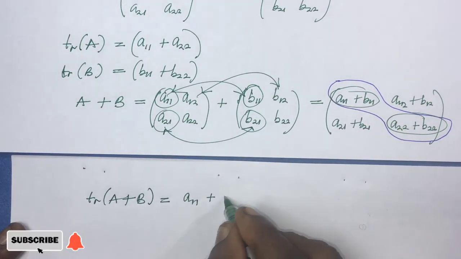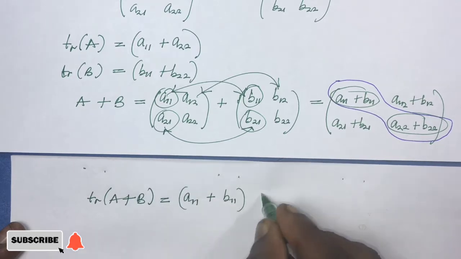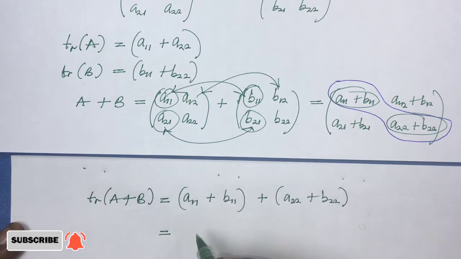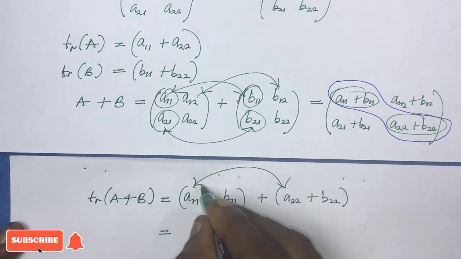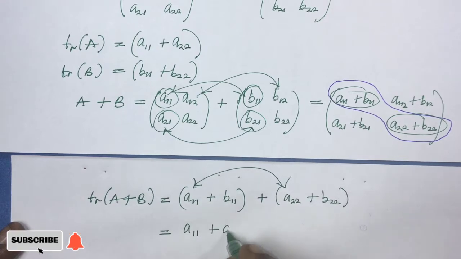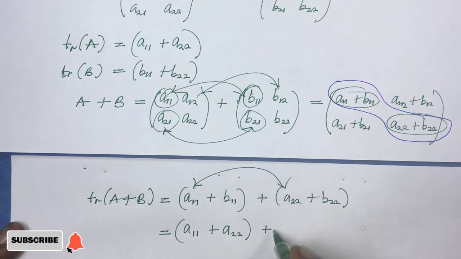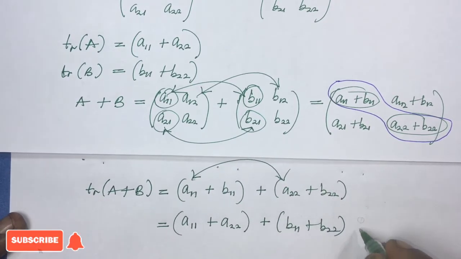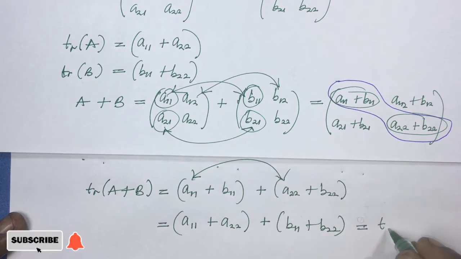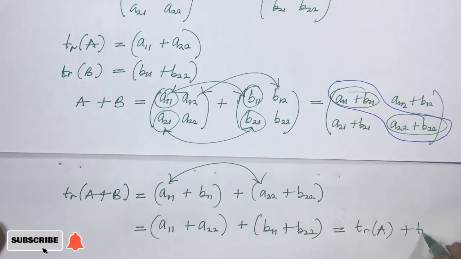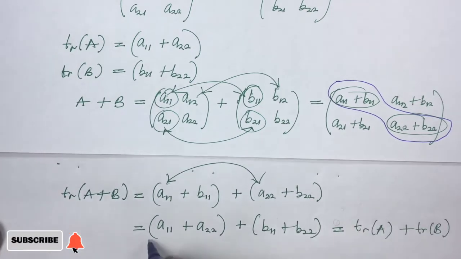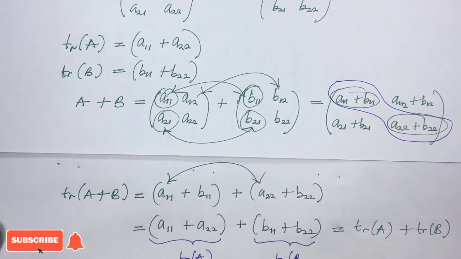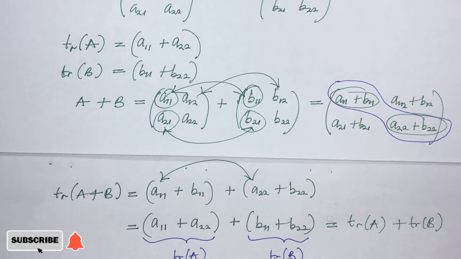And along the principal diagonal, you have A11 plus B11 in bracket plus A22 plus B22. Now you can see that this can be arranged by taking the A's, and this will give you A11 plus A22. You can rearrange, and this will give you B11 plus B22. And what is this result? This result, if you check, is equal to trace of A plus trace of B, because this defines the trace of A and this defines the trace of B, and that proves what we were given.